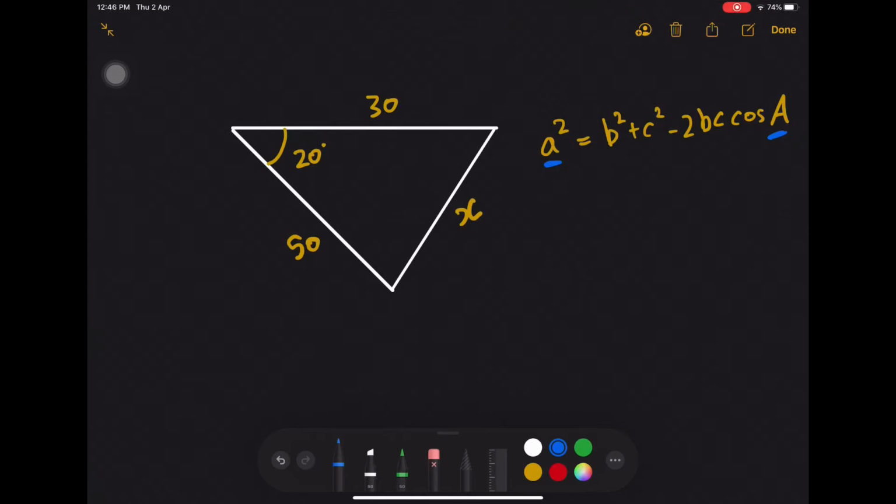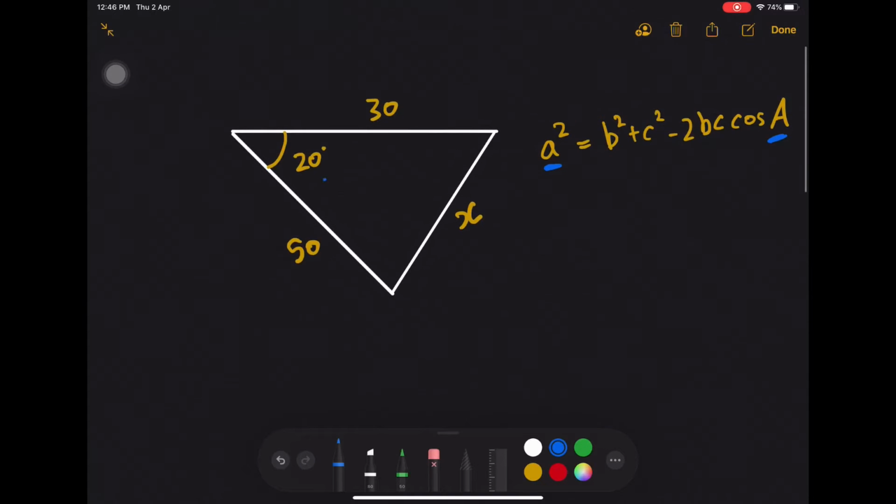As you can see, cosine A, capital A, is referring to my angle 20. So this is my A. And if you look opposite to my capital A, I have my small letter a. And all the small letters a, b, c are referring to the lengths. My 30 units can be my b and it can be my c, it doesn't really matter. And that is all you need to know to find the capital A and the small letter a.